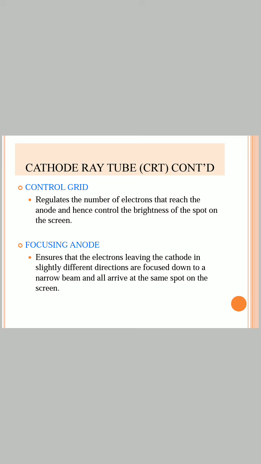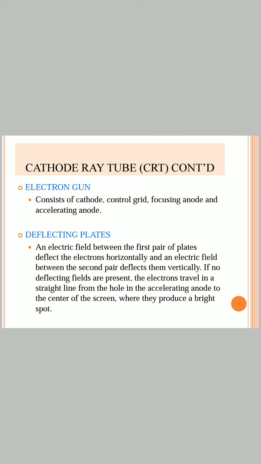Here the control grid is mainly used to regulate the number of electrons, and it is responsible for the brightness of the spot on the screen. The focusing anode is mainly used because electrons leave the cathode in slightly different directions, and they are focused down to a narrow beam, and all arrive at the same spot on the screen. Now we can see the electron gun. It consists of cathode, control grid, focusing anode and accelerating anode.